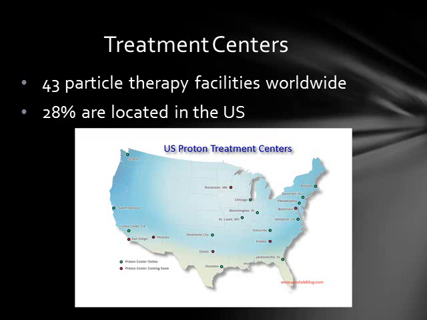As of August 2013, 43 particle therapy facilities worldwide represented a total of 121 treatment rooms available to patients. Of these, 28% are located in the US, 23% are located in Japan, and more than 96,537 patients had been treated. The figure below shows the proton treatment centers in the United States.